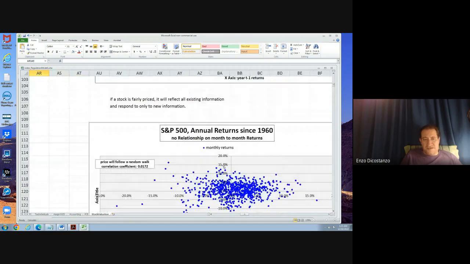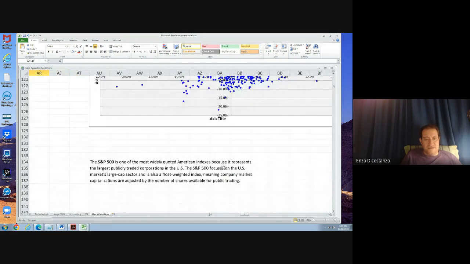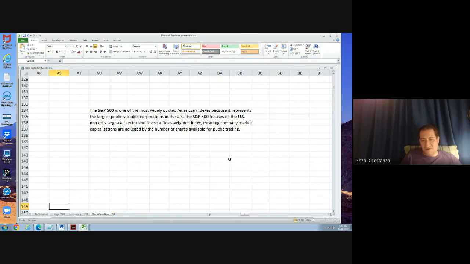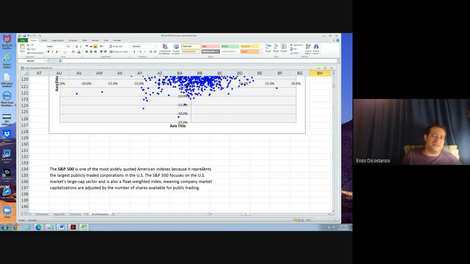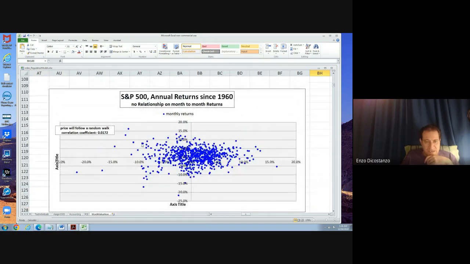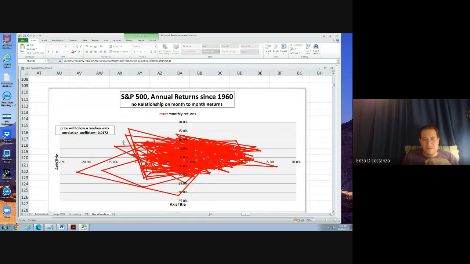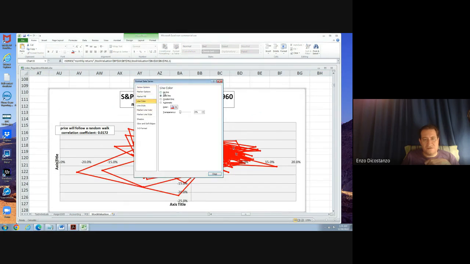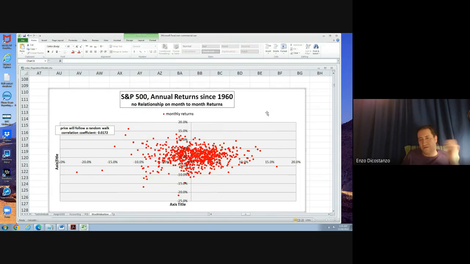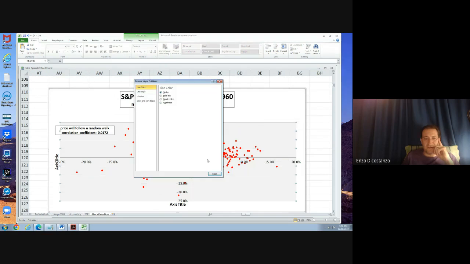Because the S&P 500 is widely quoted, it represents large publicly traded companies, focuses on large cap sectors, and is also a float weighted index, meaning company market capitalizations are adjusted by the number of shares available. So the weight depends on how many shares are out there. And actually, I think we had a red with this. So let's do a red. And then we'll do the line thing. We'll go to format the series, line color, no line. There you go. Okay, and you can get rid of the grid lines, format grid lines, no line.